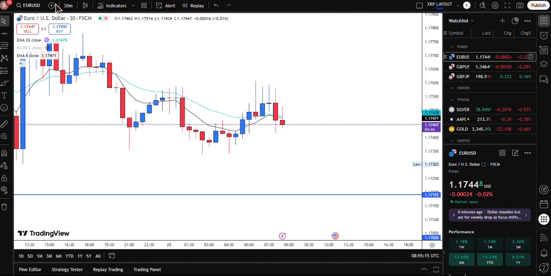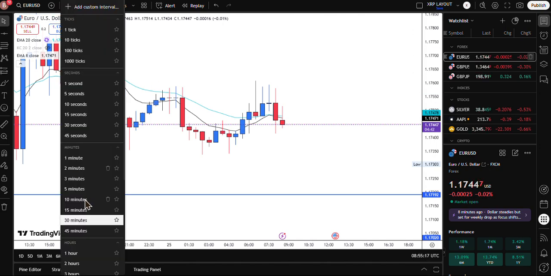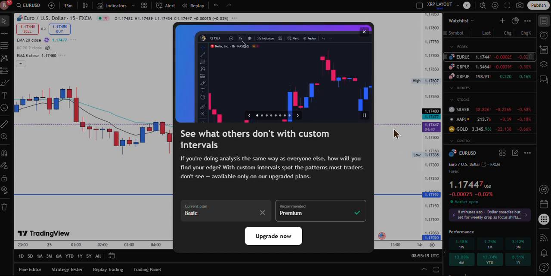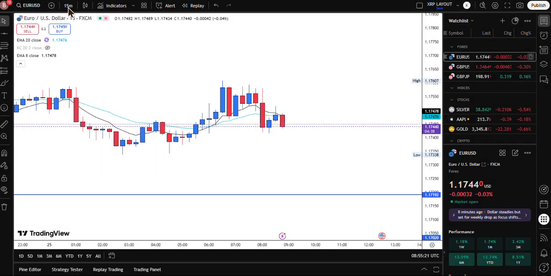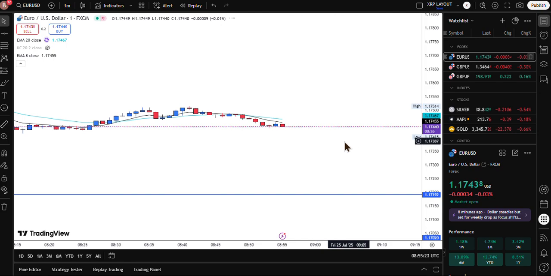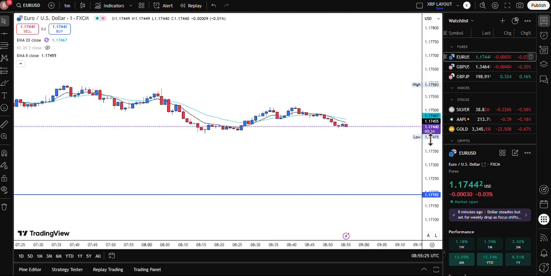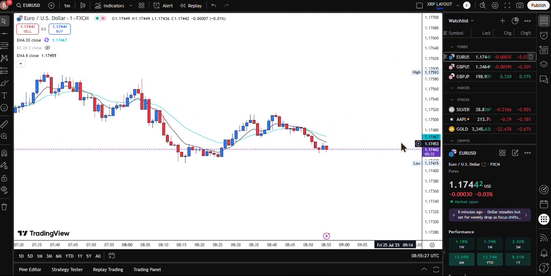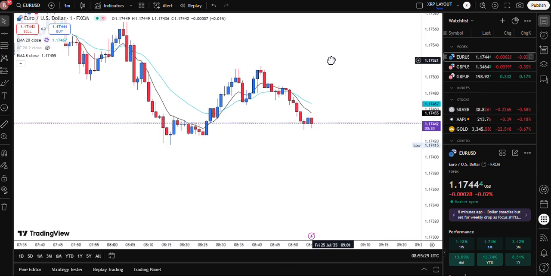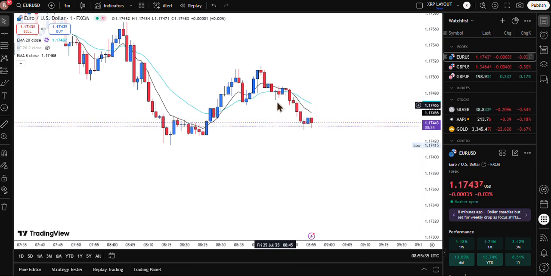My 8 hit the 20. And if I want to break it down further, let's go to the 1 minute. I go to the 1 minute, and as you can see, the 8, which is the black line, is my 8 moving average, and the turquoise is my 20 moving average. Once it crosses over, that lets you know that's the next move.